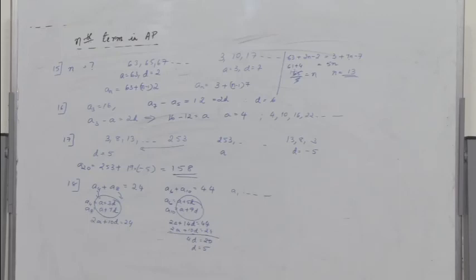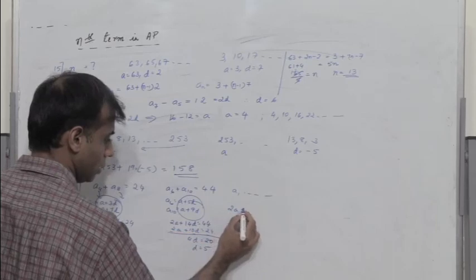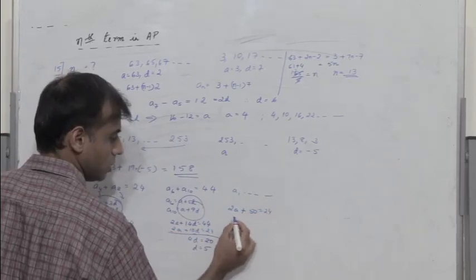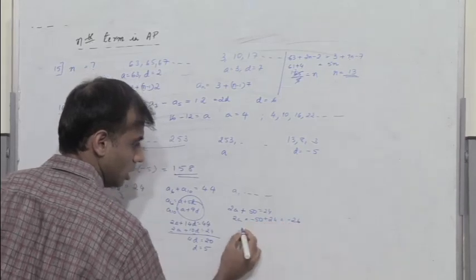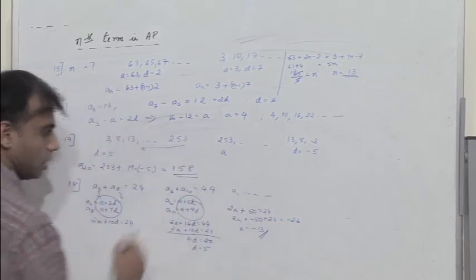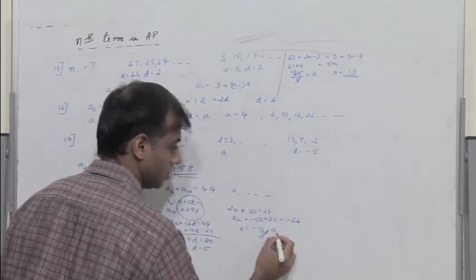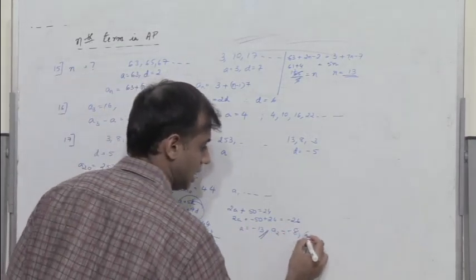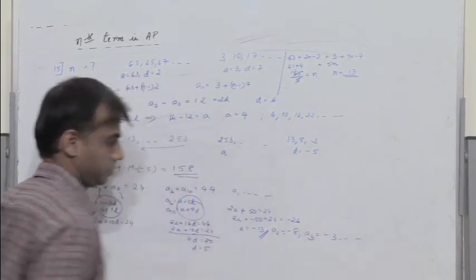And now we can substitute the value of D to get the value of A. Since D is 5, let me substitute this here. So 2A plus 10 into 5, which is 50, equals 24. So 2A equals minus 50 plus 24, which is minus 26, or A equals minus 13. So the value of A, the first term, is minus 13. What is the next value? The second term is minus 13 plus 5, so that gives me minus 8. And A3 is minus 8 plus 5, which is minus 3, and so on.